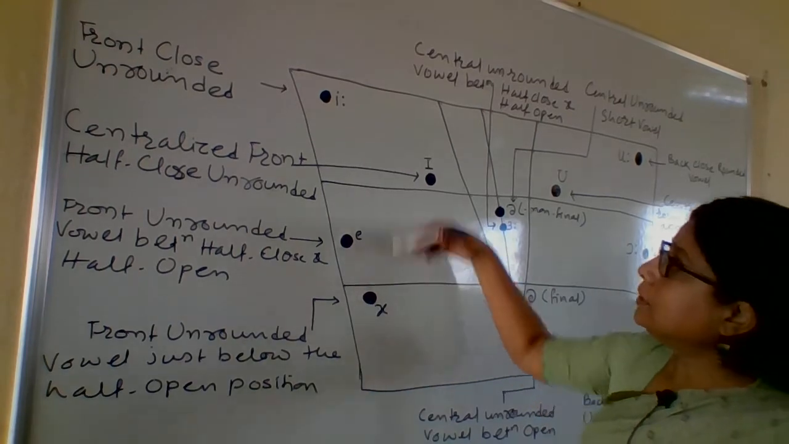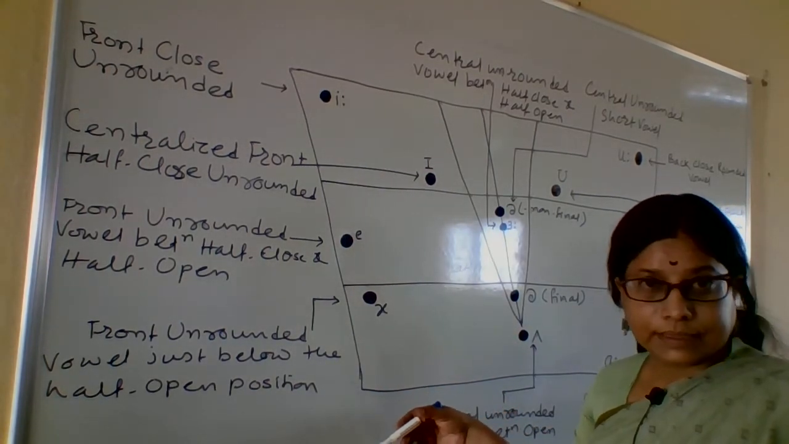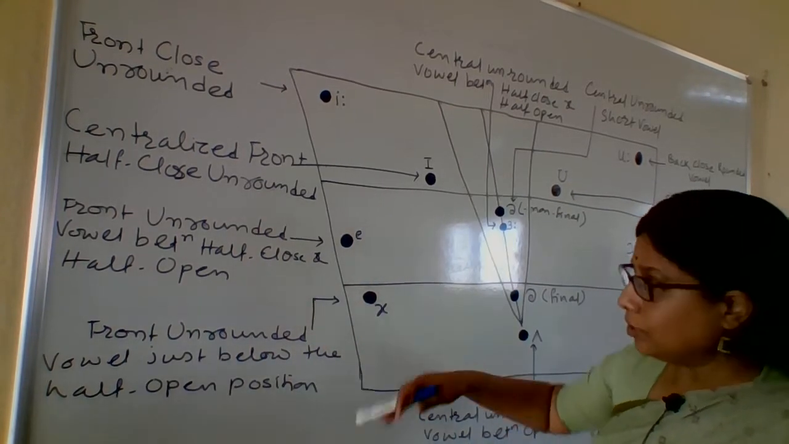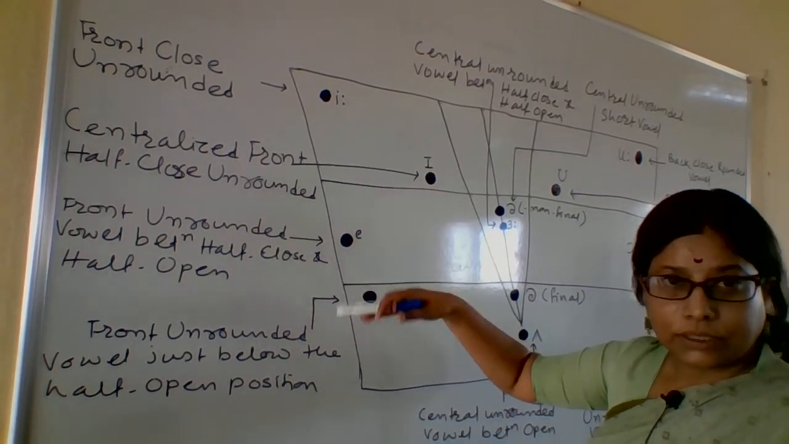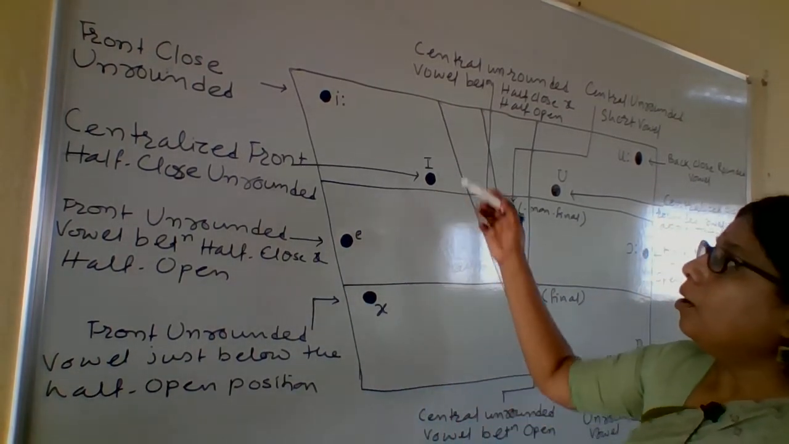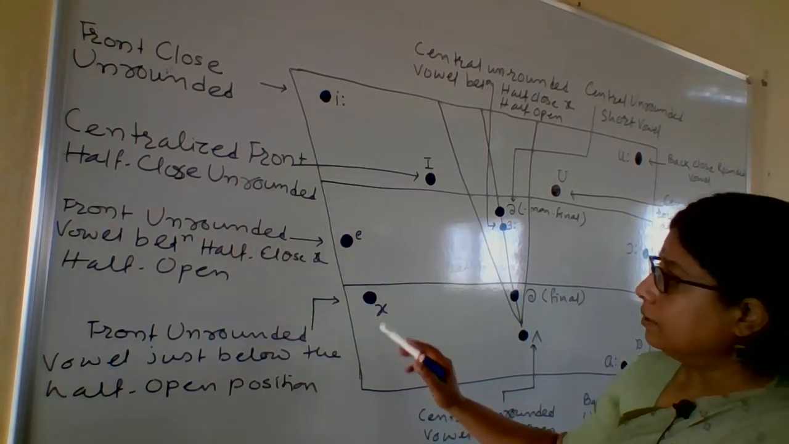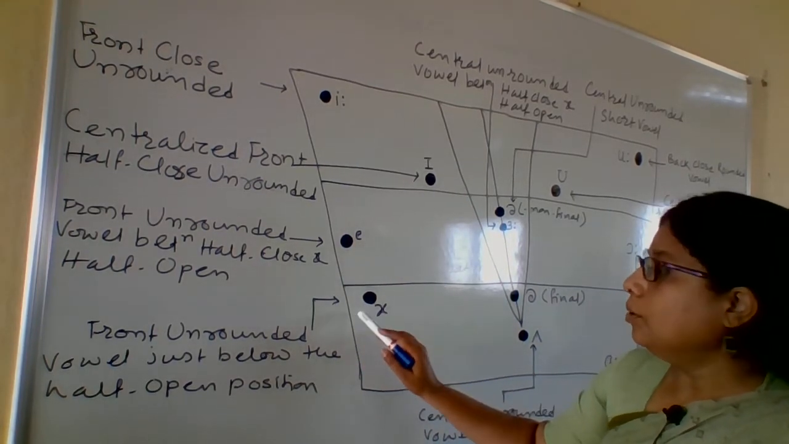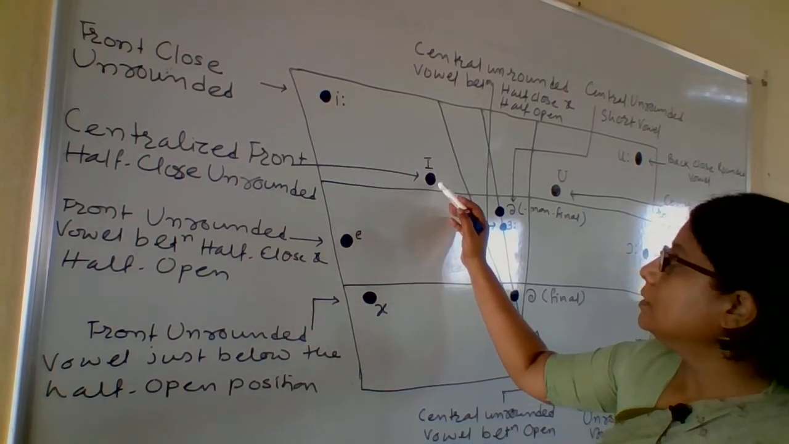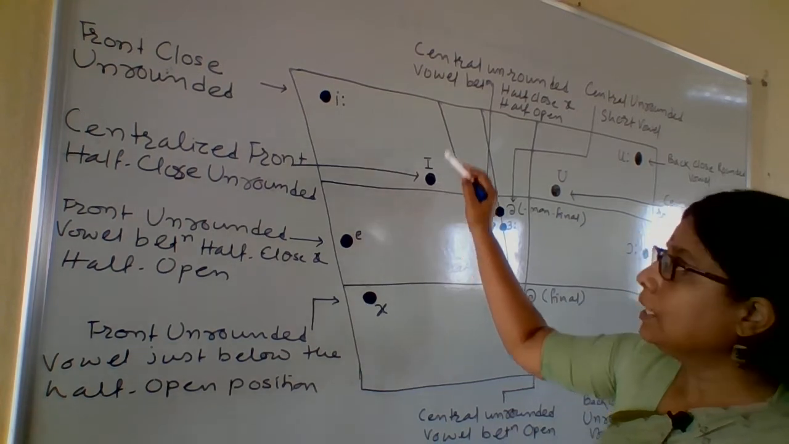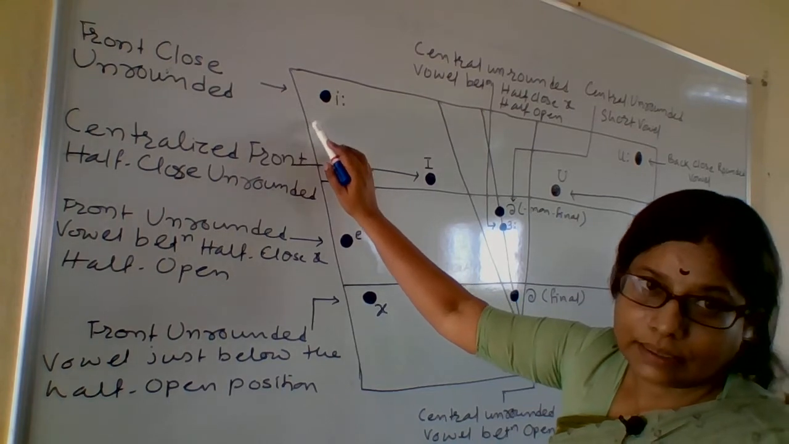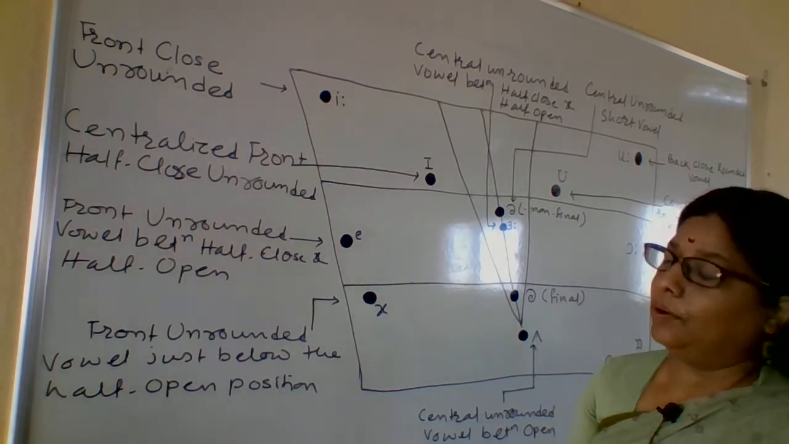So these four are known as the front vowels. They are all unrounded. And why are they known as the front vowels? Because here the front part of the tongue is raised or used during the production of these vowels, and all of them are unrounded. This one is below half open position, this is between half open and half close position, this is half close position, and this is the closed position. So it is a closed vowel, it is a front vowel, and it is an unrounded vowel, like that.